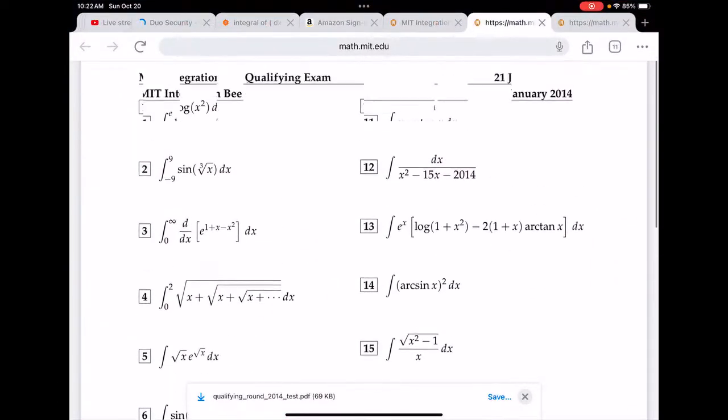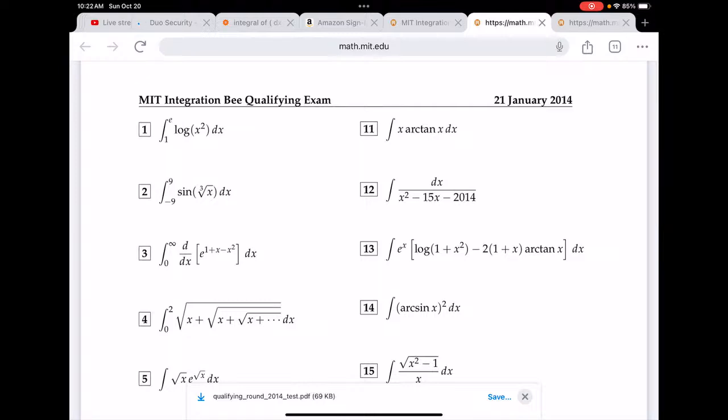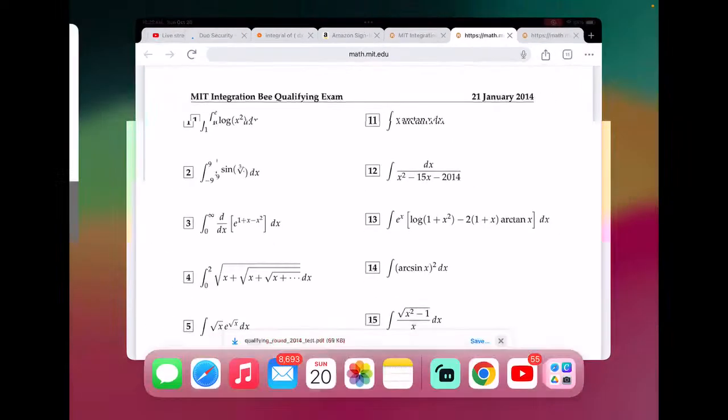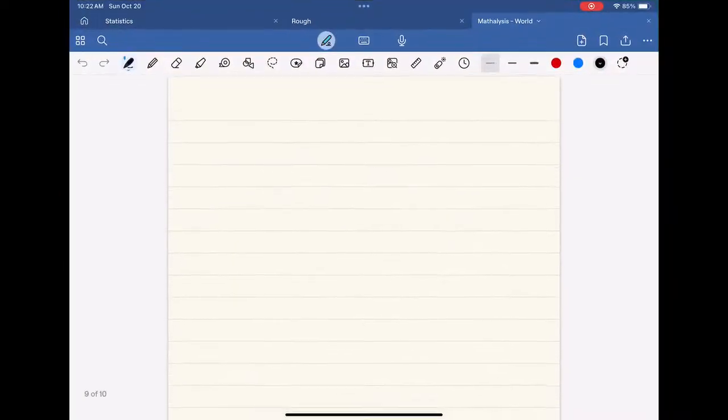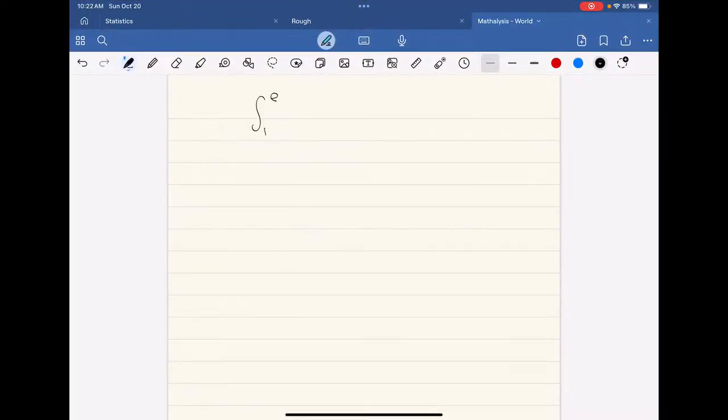I think the first few problems will be easier. The first one is the integral from 1 to e of log x squared dx. So let's try this. Integral from 1 to e of log x squared dx. That's the problem, right?